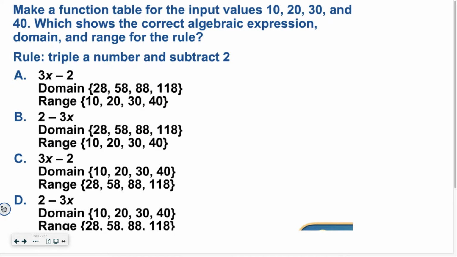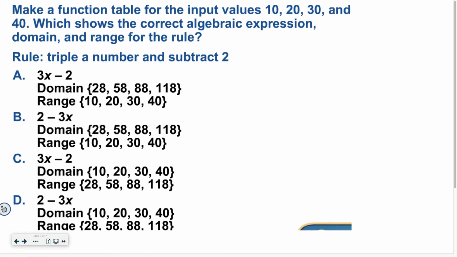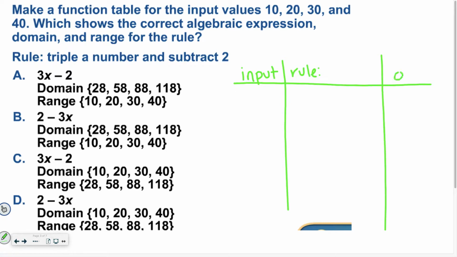So now it's your turn. Make a function table for the input values 10, 20, 30, and 40. So this time they told you what input to use. So in your table, you should have 10, 20, 30, and 40 written over here. Which shows the correct algebraic expression, domain, and range for the rule? And our rule is triple a number and subtract 2. Good luck.